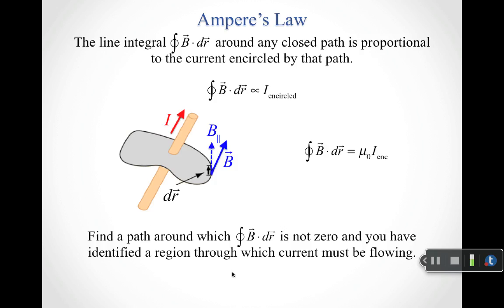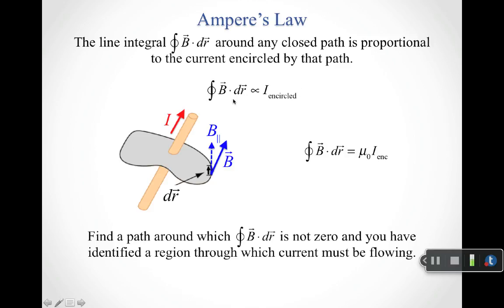Well, Ampere's law is going to do very much the same thing for magnetic fields. Ampere's law tells us that the line integral of B dot dr around any closed path, so the circle here tells us that we've got a closed path, is proportional to the current encircled by that path. So again, here is what Ampere's law is.